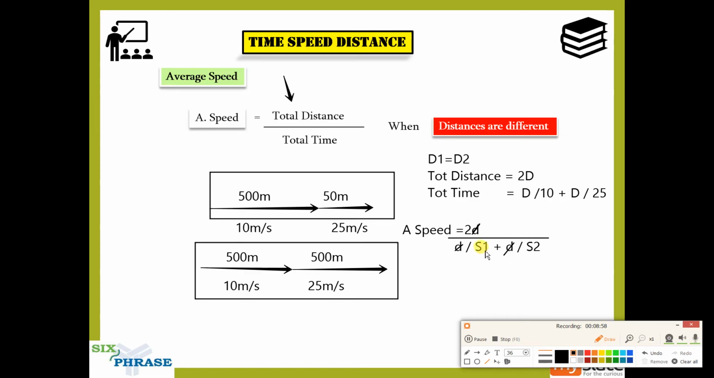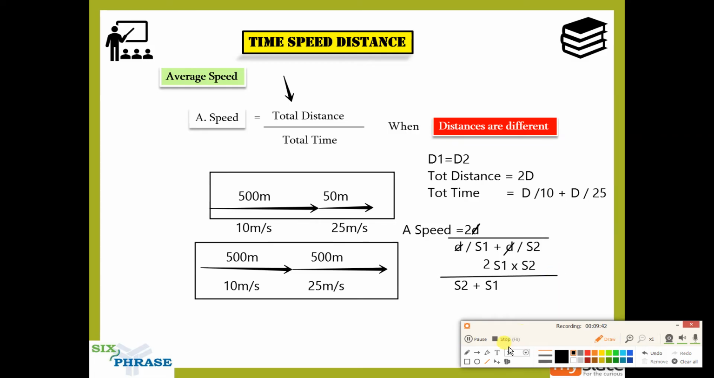Now how do you solve this? You have to take the LCM of S1 and S2. So LCM of S1 and S2 is nothing but S1 into S2. So it will be like this. So you will get something like this. So 2 divided by S2 plus S1, right? And this S1 and S2 will go to the top. Yes, so this will become S1 into S2.